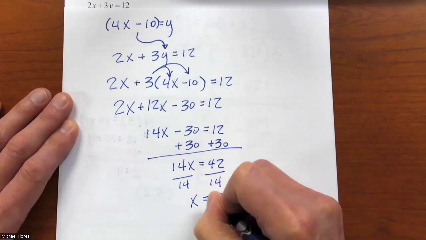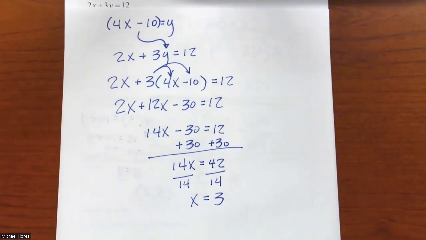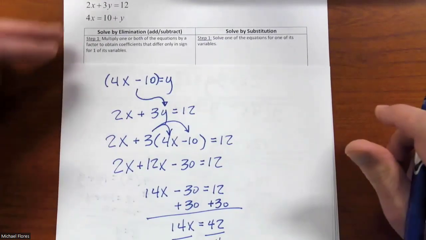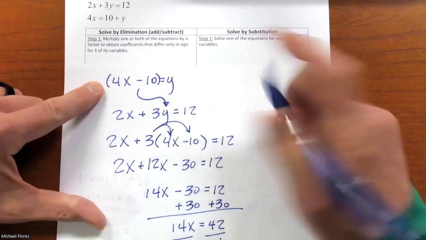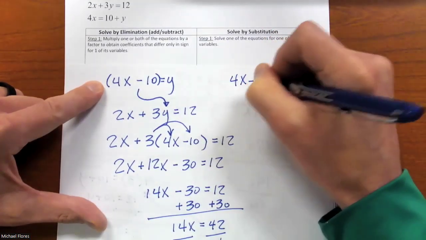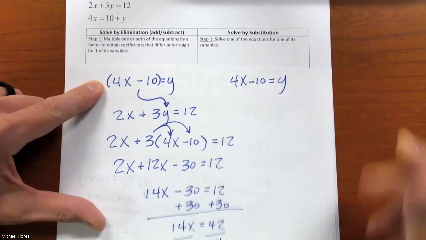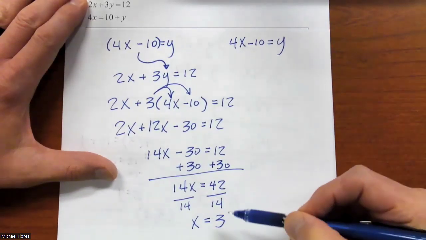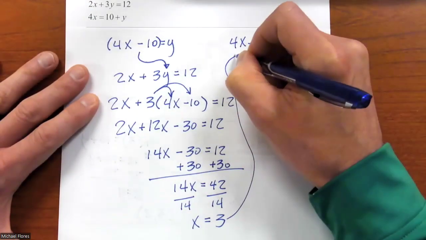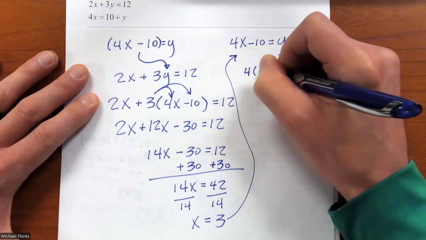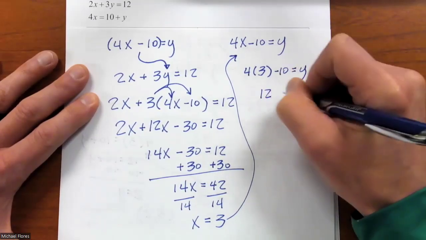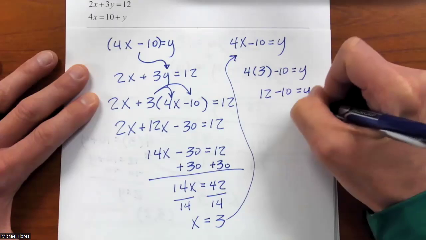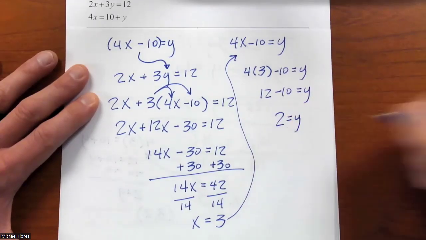x equals 3. Well, that sure looks familiar now, doesn't it? All right. Well, now that we know what x is, we can choose either system and solve for y. I'm going to use this one. Remember when we isolated y? We now know that x is 3. So let's take that 3 and substitute it there. And 2 is equal to y.